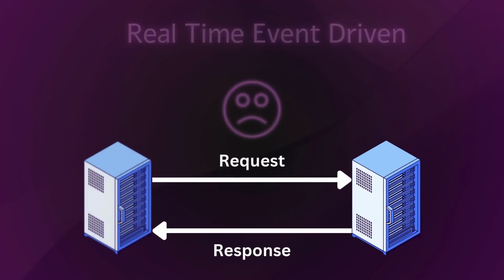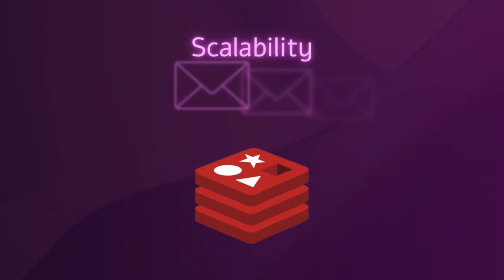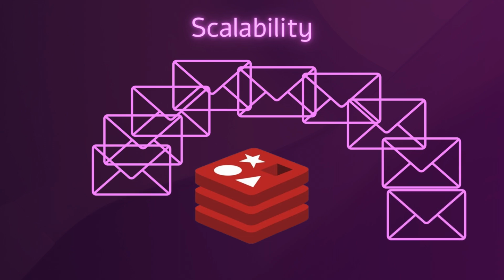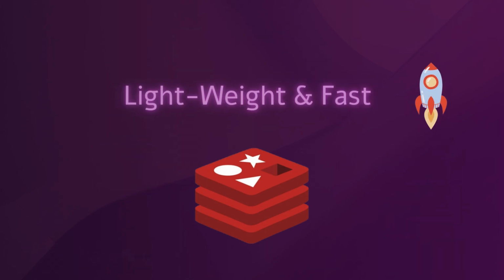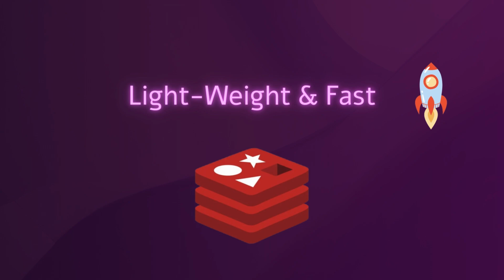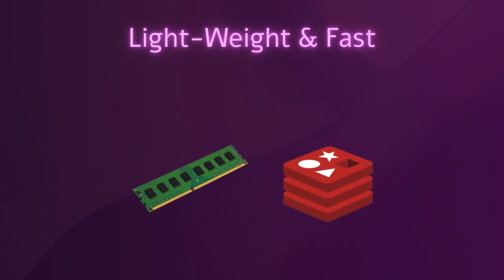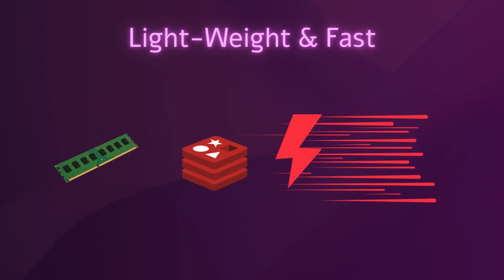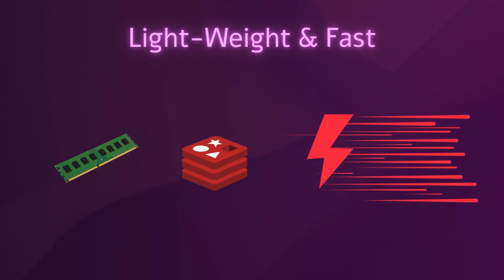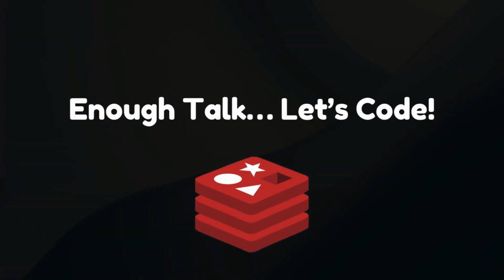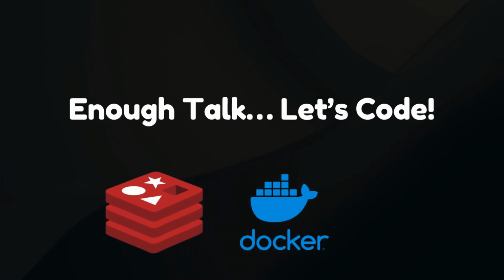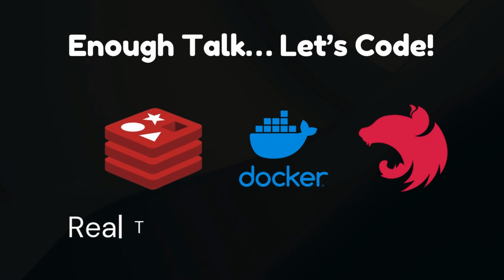The next reason is scalability. Redis can handle thousands of messages per second with minimal latency. And last one, Redis is lightweight and fast. Because Redis is an in-memory database, it can deliver near-instant responses. Alright, with this introduction in mind, now we can move to the next part of this video where we'll set up Redis with Docker and integrate it into our NestJS microservices for real-time order processing.